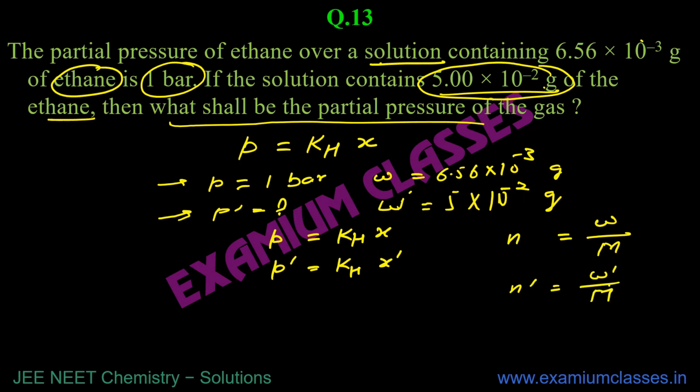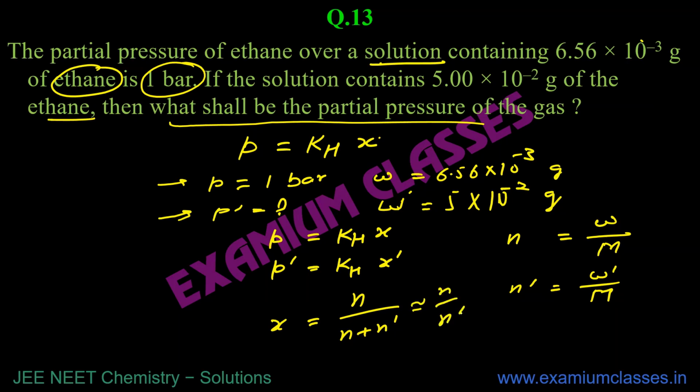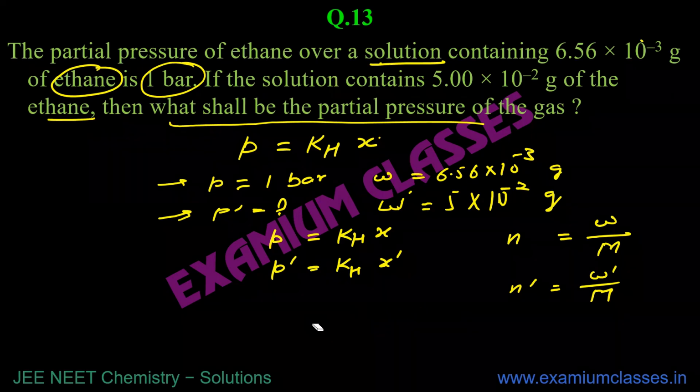Is that clear or not, everyone? Just try to understand what I am saying. In the first case, the mass given is 6.56 into 10 power minus 3 divided by molecular mass. That will give you the number of moles. In the second case, the mass given is this much divided by its molar mass, which will give you the number of moles. But this X will be N divided by N plus N dash. We will say this is approximately equal to N divided by N dash. Basically, the ratio will remain the same. Whatever is the ratio of the masses, the same will be the ratio of the moles.